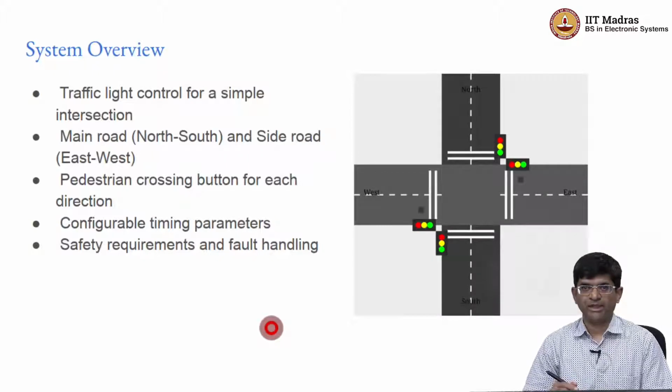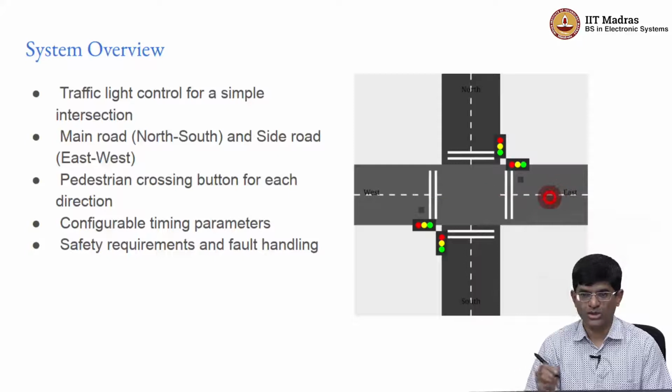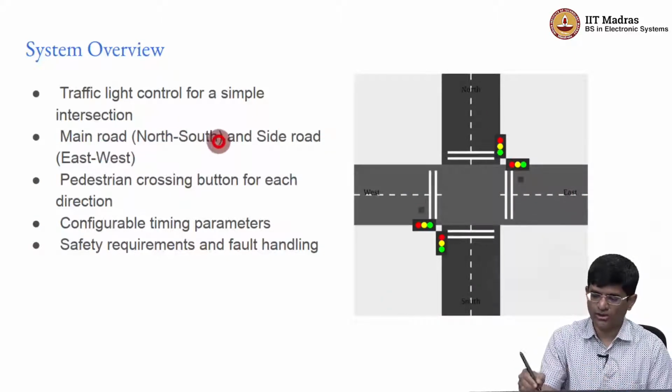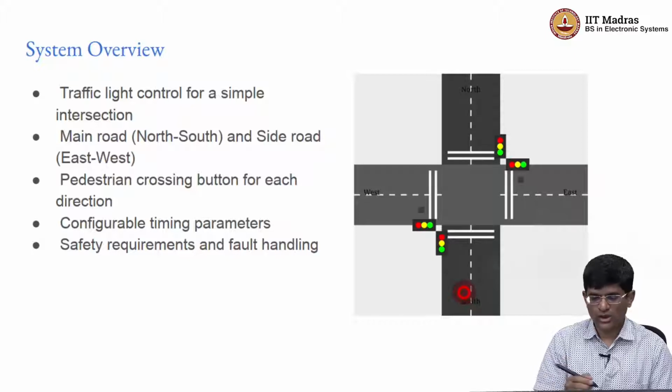So, the problem statement is something like this. We have an intersection of two different roads. We are calling this the north-south road and the east-west road. In some sense the main road goes from north to south, and the side road goes from east to west, and the priority therefore is generally for the main road. We also have a pedestrian crossing button.